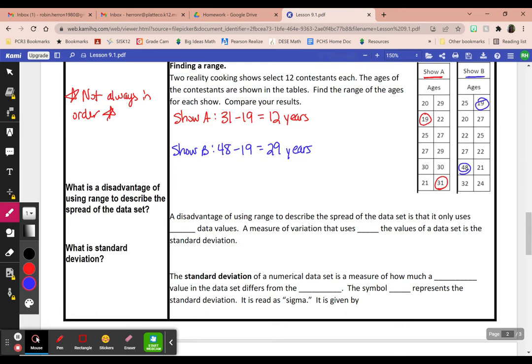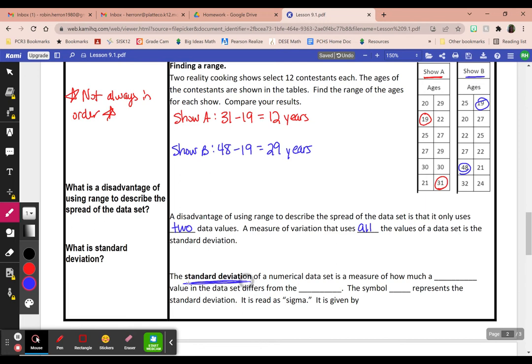So a disadvantage to using the range to describe the spread of the data set is that it only uses 2 of the data values, right? So you're only using the biggest and the smallest, so you don't really know a whole lot about the data set, just that the biggest and the smallest are differing in that amount. A measure of variation that uses all of the data values in a set is called the standard deviation, and that's what we're going to look at next.